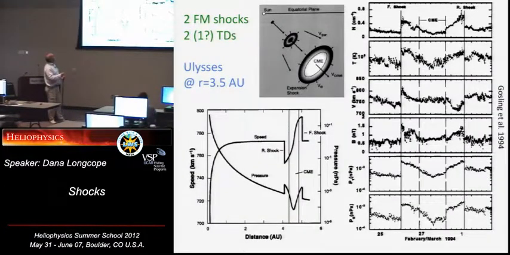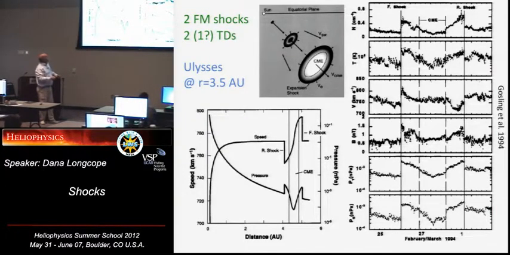Here is a version of a sort of reversal in flow streams. This is from a paper by Jack Gosling. It's taken from Ulysses. This is a spacecraft that went out of the ecliptic and viewed the sun from the South Pole first and then the North Pole. On its way at 3.5 AU, or maybe at some other time, this thing passed it, and it's interpreted here. The density jumps up, the density goes down, the density jumps down again. So this is crossing from upstream to downstream, and then from downstream to upstream. It looks like a forward shock and then a reverse shock.